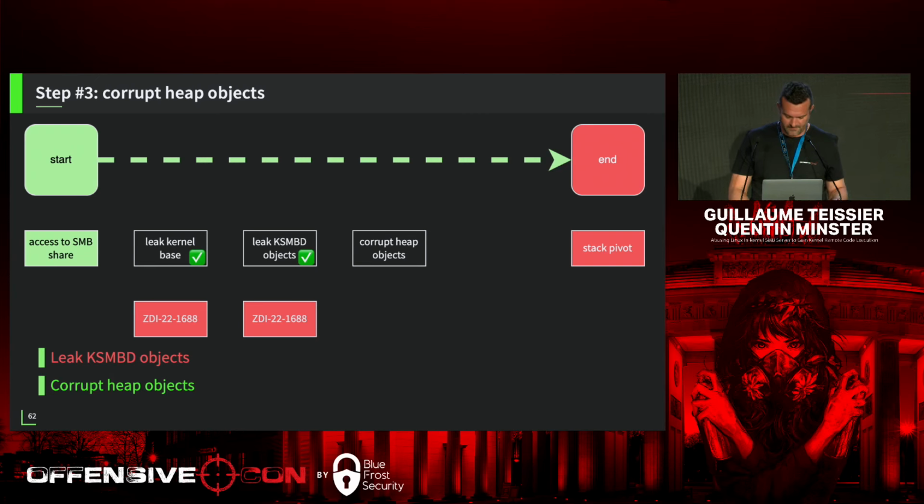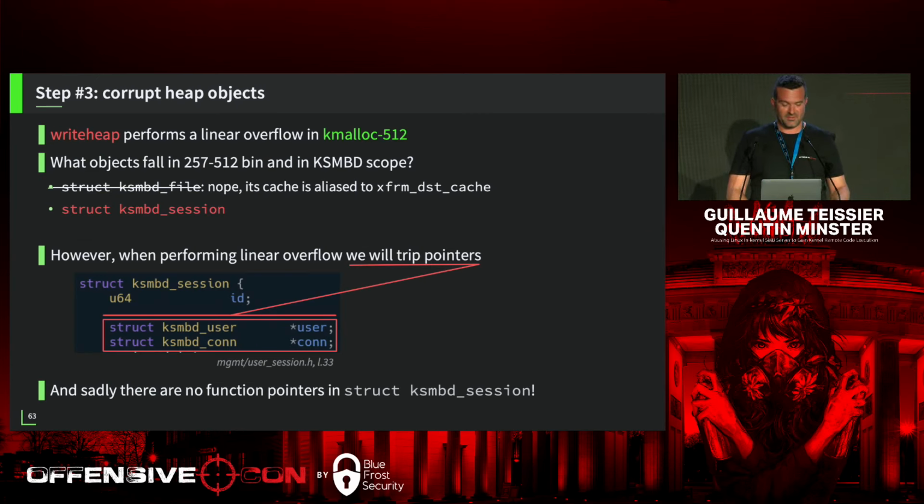Well, the answer is no, because write heap is cool, but it's just a linear overflow in kmalloc-512. As we are bound to the KSMBD scope, we need to find KSMBD allocated objects that will fit and that we can overflow. There are not many, because there are only two objects that may fit, and the only one that can really fit is a KSMBD session. At the beginning of a KSMBD session, we have an ID, which is just plain data. We can overflow that easily. And there are two pointers that we'll need to cross and trip.